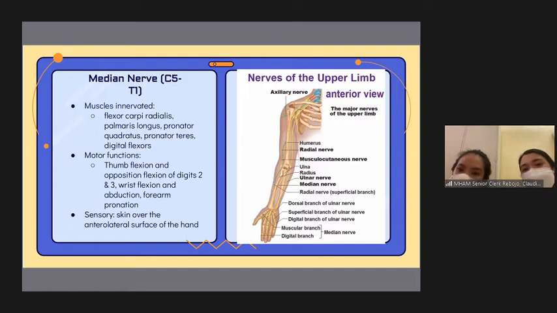For the median nerve, this innervates the flexor carpi radialis, your palmaris longus, your pronator quadratus, your pronator teres, and digital flexors. Motor function includes thumb flexion and opposition, flexion of digits 2 and 3, wrist flexion and abduction, and forearm pronation. Its sensory function includes the skin over the anterolateral surface of the hand. So injury of this is usually caused by your supracondylar fracture of the humerus and compression of the carpal tunnel.